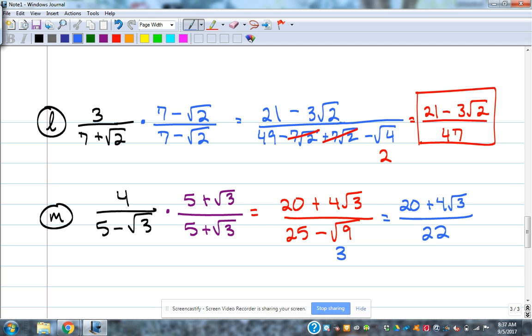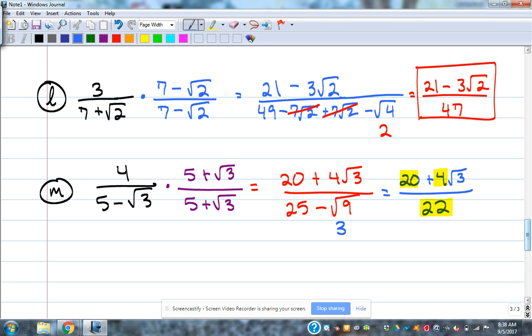We didn't do that on the first one because we knew 47 is a prime number, 21 and 3 is prime, 21 is not, but nothing would go into all of those. Here, we look at those three numbers that are out front, 20, 4, and then the 22 that's on the bottom. What do we know about all those numbers? They can be simplified by dividing by what? 2. 2 goes into everybody, divide everybody by 2, except for the part that's inside the radical.